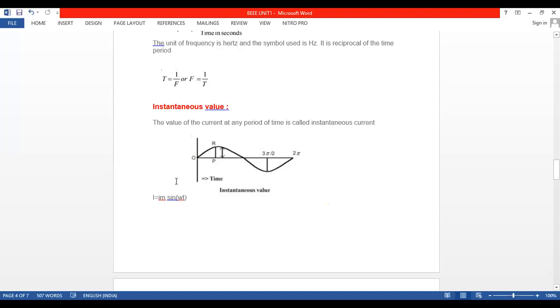So what is the formula for instantaneous current? All of you, please remember now, I is equal to Im sine omega t. I will explain this equation right now within 1 minute. What is the formula? Instantaneous current, the value of current at any period of time, and the formula is I is equal to Im sine omega t. Omega, everything I will explain.